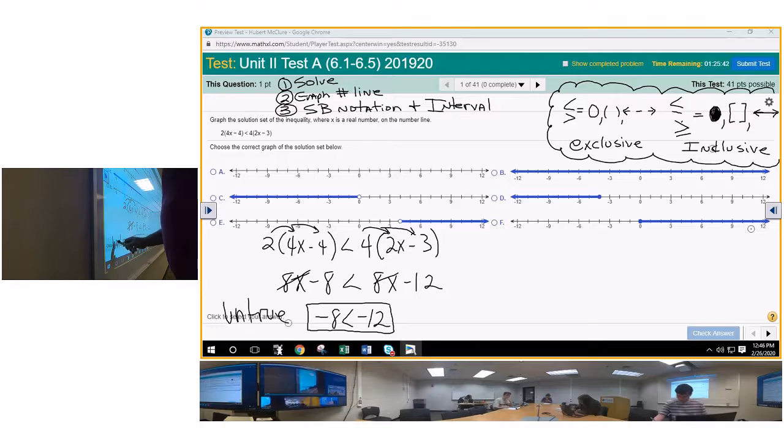Let me give you another key for inequalities. If you have a true statement, then you have what's called an identity. And an identity means all real numbers.